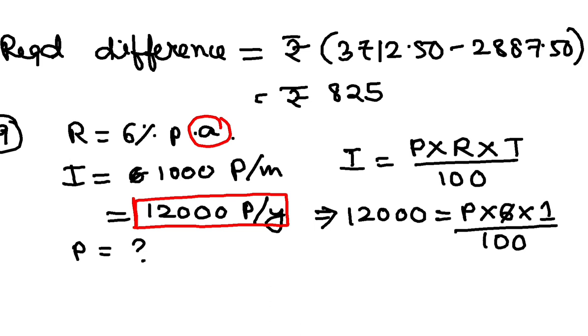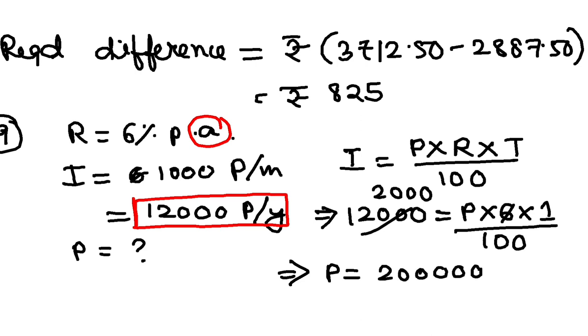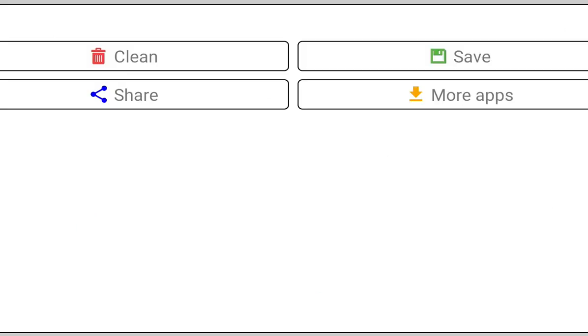So from here I can find the P. So P will be 2 followed by 5 zeros. So this is the principal. 2 lakhs is the principal. This question is again very important because of this fact. Your interest is 1000 per month, but you have to find the interest per year. That is question number 9. Now let's go to question number 10 and the final one.